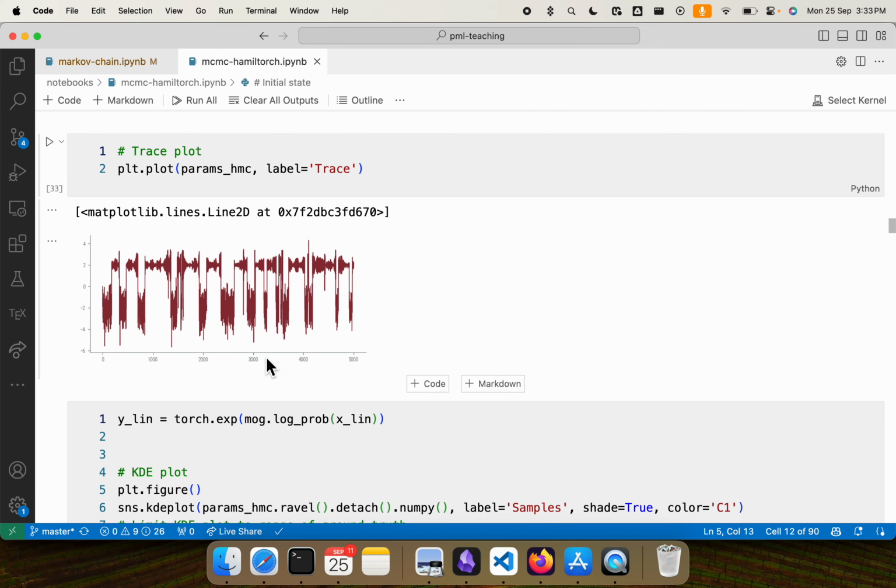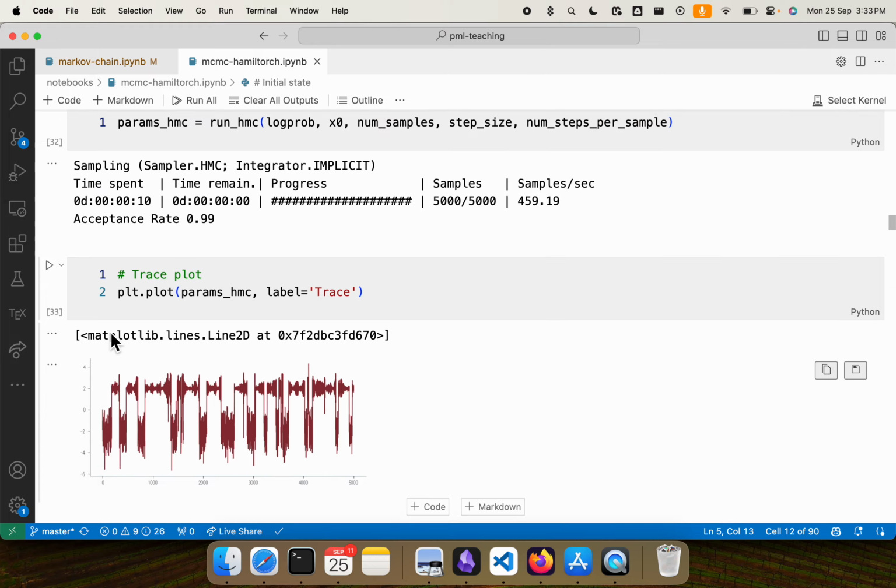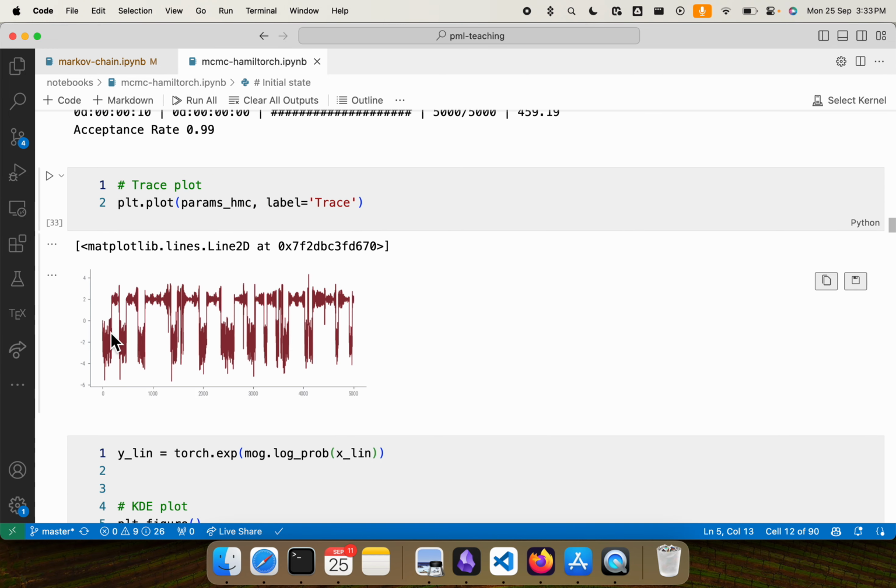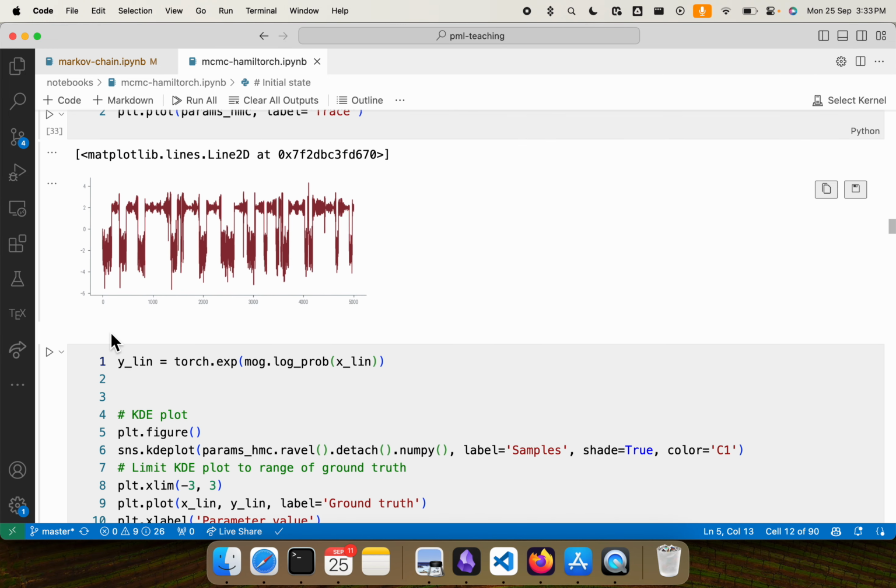Then we looked at this and we obtained the trace plot for this particular distribution, something like the following. We can very clearly see that the samples are in certain states. At this point it's in the state with mean 2, at this point it's in the state with mean -2, and so on.